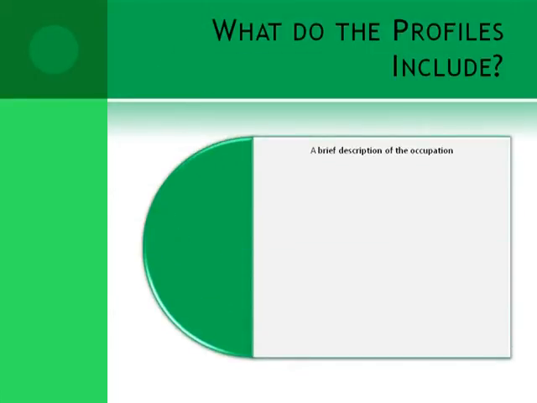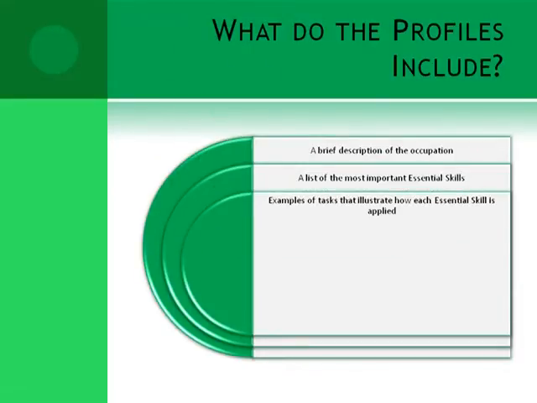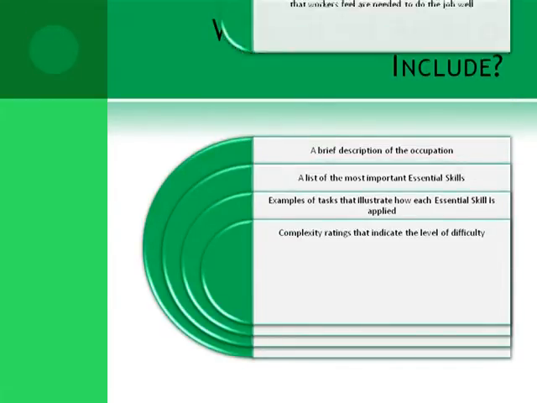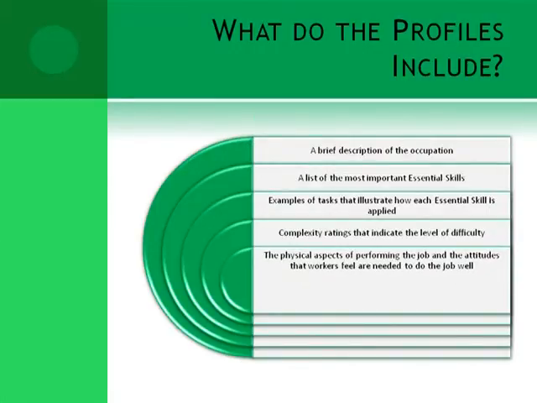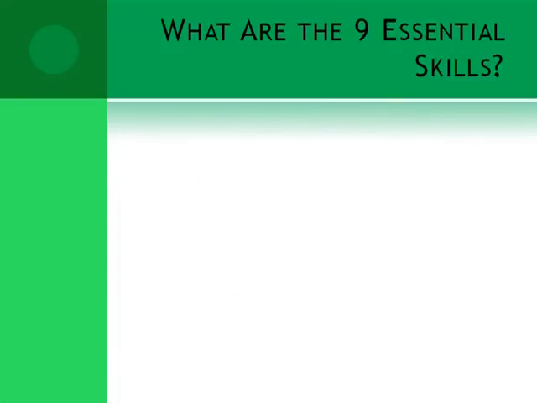What is included in these 250 profiles? A brief description of the occupation, a list of the most important essential skills, examples of tasks that illustrate how each essential skill is applied, complexity ratings that indicate the level of difficulty, the physical aspects of performing the job and the attitudes that workers feel are needed to do the job well, future trends affecting essential skills.